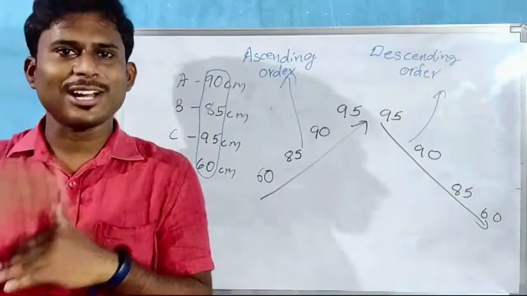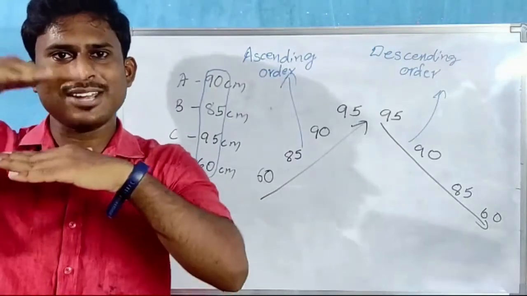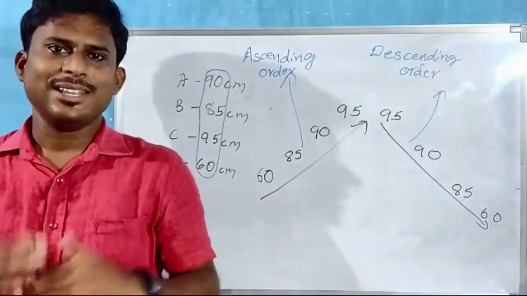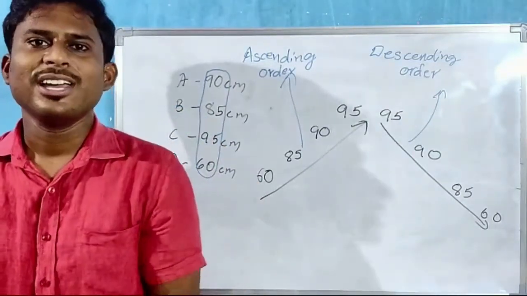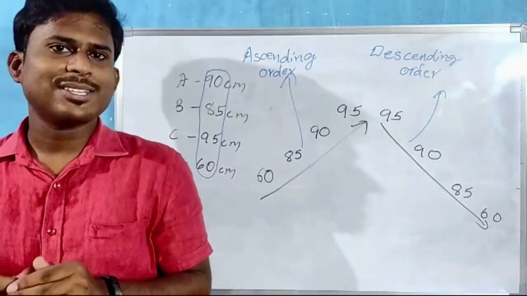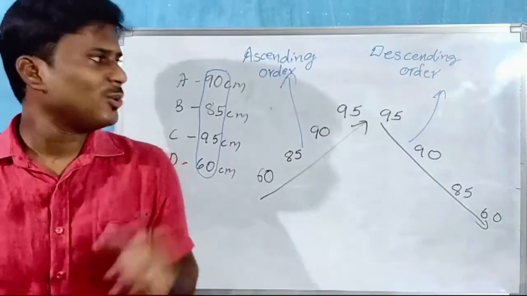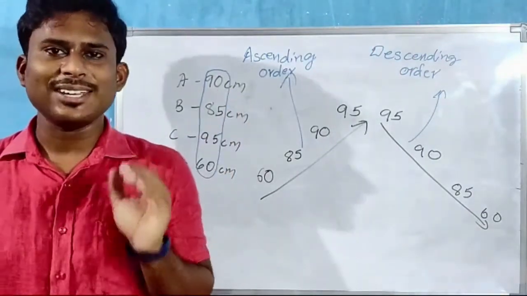Ascending, ascending, climbing up means increasing. See, small to bigger number. Descending, descending, coming down from bigger number to smaller number. If you practice this song, definitely you will learn this concept in an easy method.